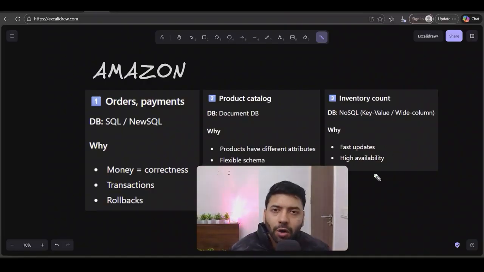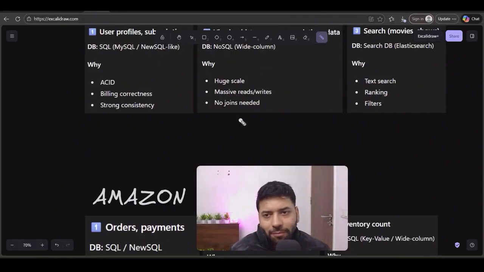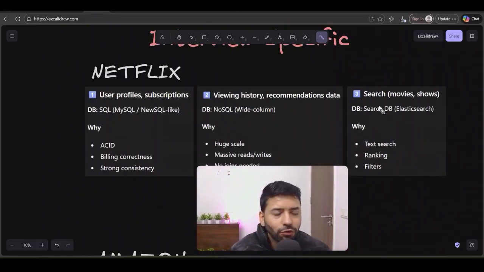And the next feature, if we talk about search, it would be the same as what we discussed for Netflix. We would use a search database. As I said earlier, it is not specific to Netflix. Whenever you have a requirement related to search, you can simply use a search database.